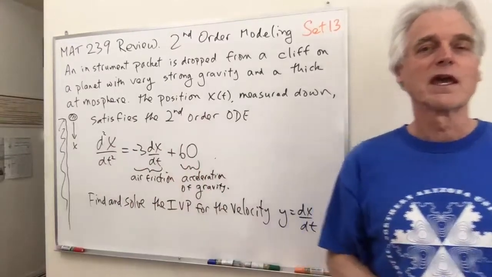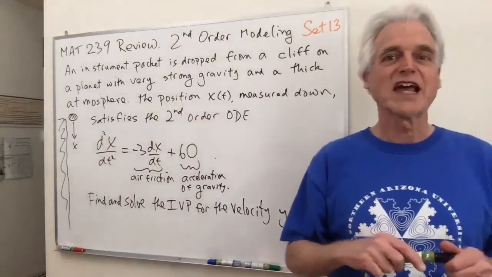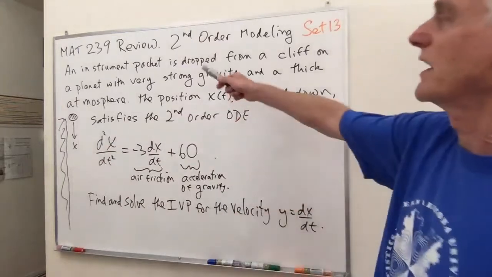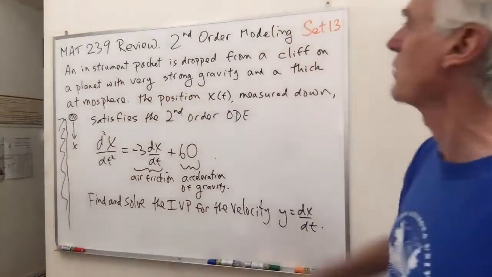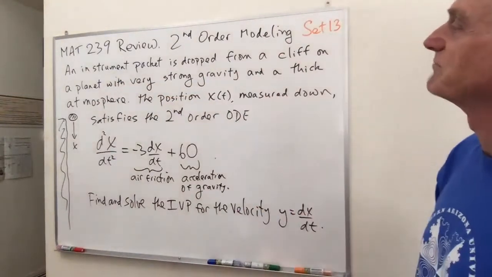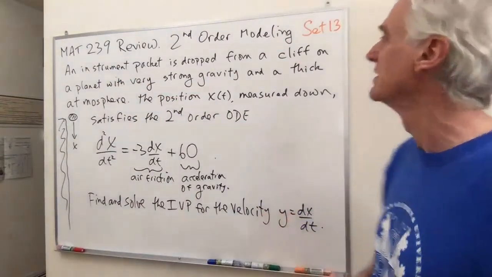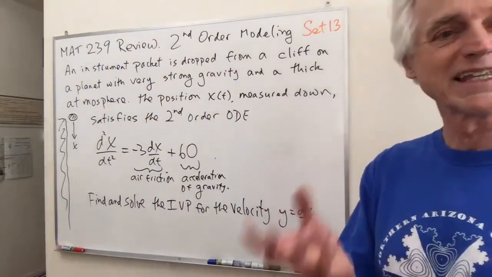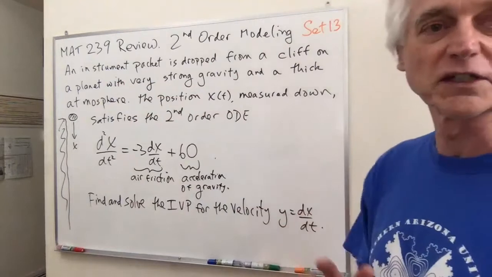Hello, I've got a second order modeling example here for you. An instrument packet is dropped from a cliff on a planet with very strong gravity and a thick atmosphere. So we're not going to neglect air friction, we'll include air friction.